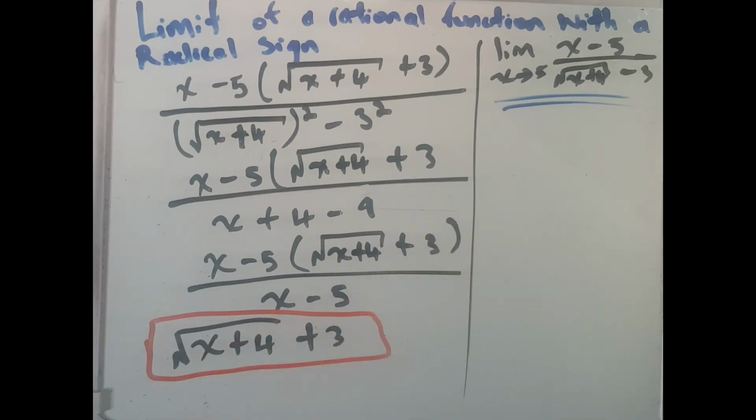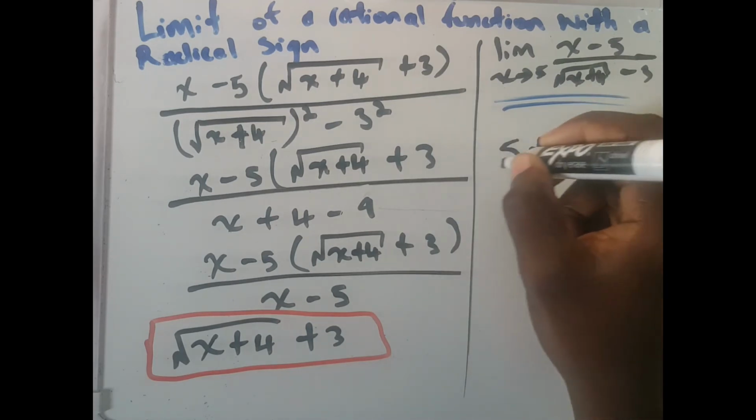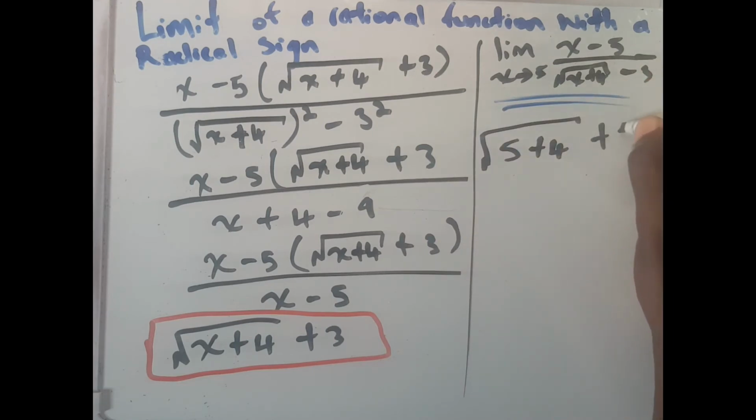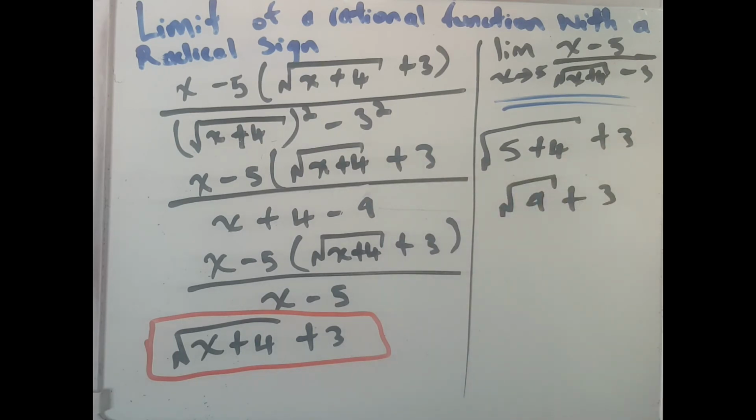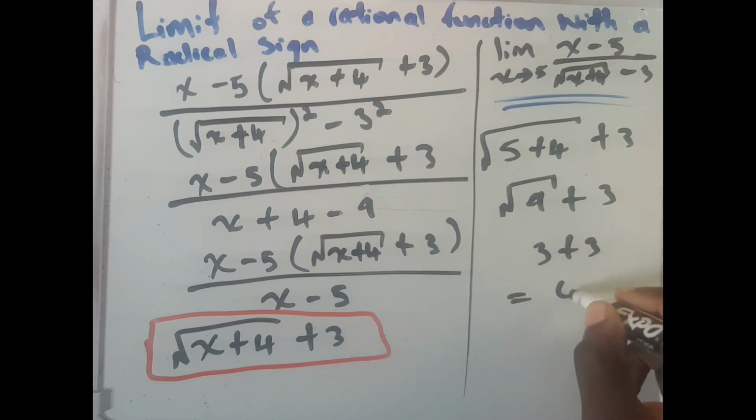So if I substitute my 5 for x, I'd have 5 plus 4 under the square root, which would be 9, plus 3. So root 9 plus 3, and root 9 is 3. So the limit of this function as x approaches 5 would be 6. And that is how you rationalize the denominator. So let me now do a next example, where I will rationalize the numerator.